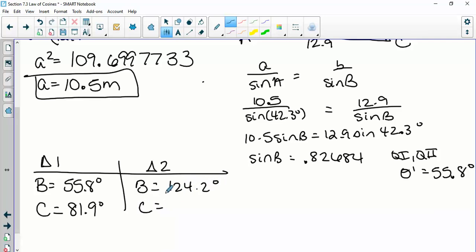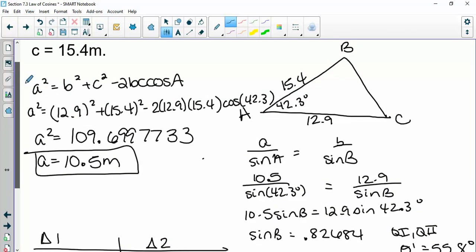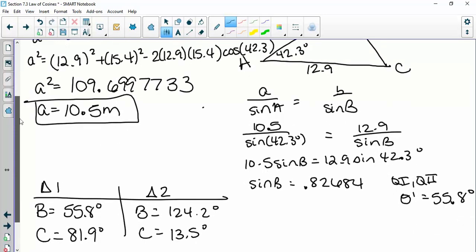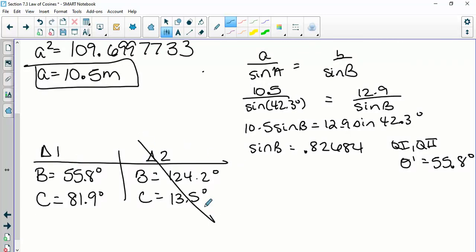And then C turns out to be 13.5. But is this possible? No, because side C is bigger. So that means angle C has to be bigger. So even though there's a possibility of a second triangle, it didn't work. Any questions on that?